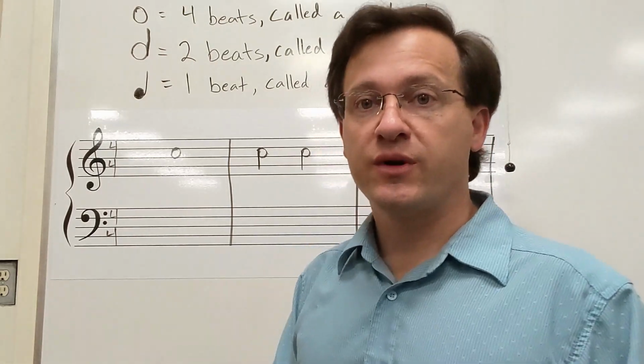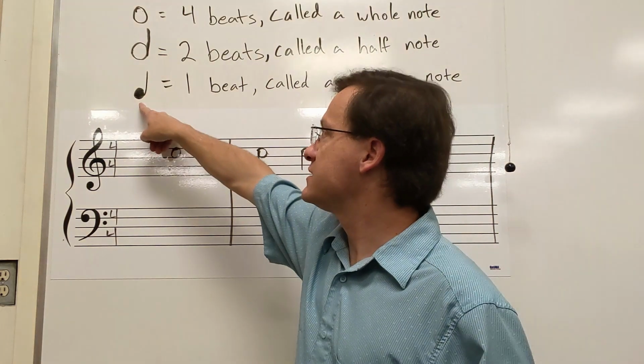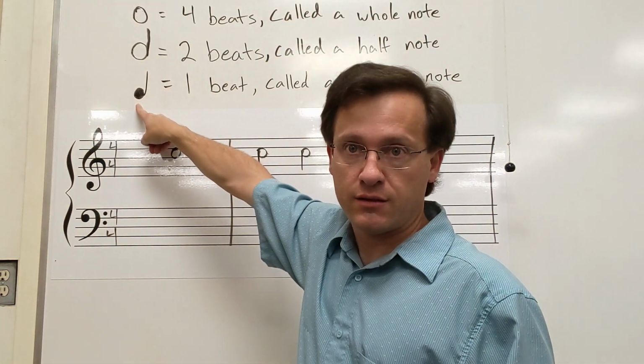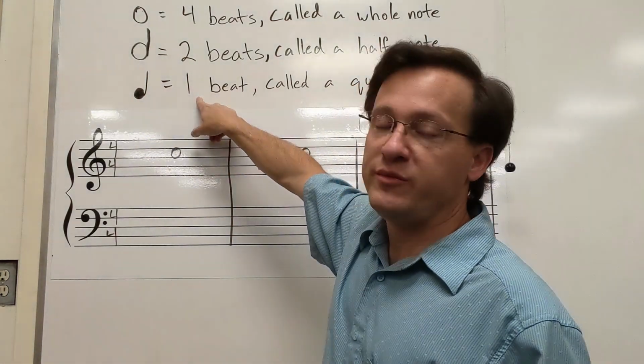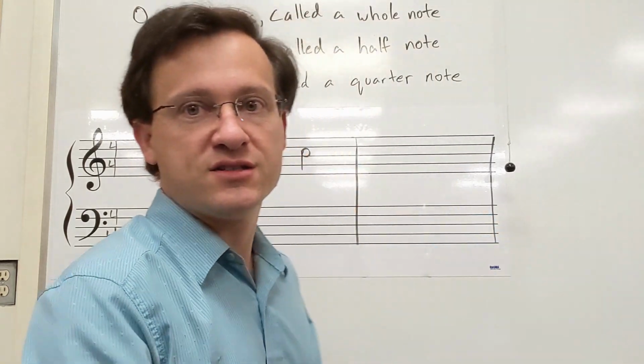Now, the last one is called a quarter note. Quarter notes look like this. They look just like a half note, but the head of the note is filled in. Okay, they're only 1 beat long, and that means that in a measure that has 4 beats, I can fit 4 quarter notes. So they'll look like this.